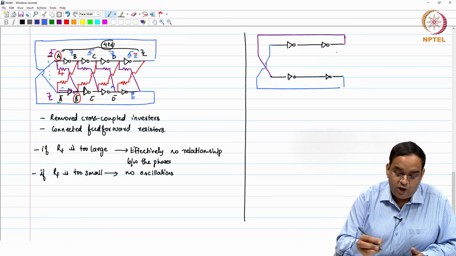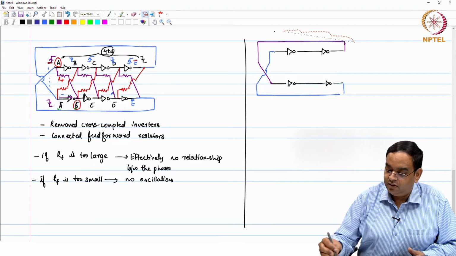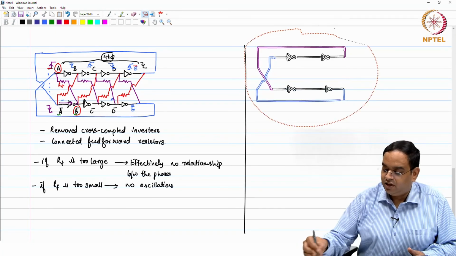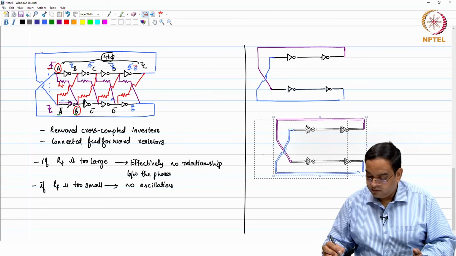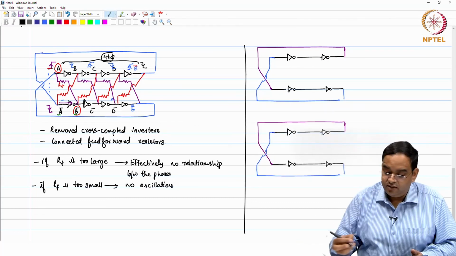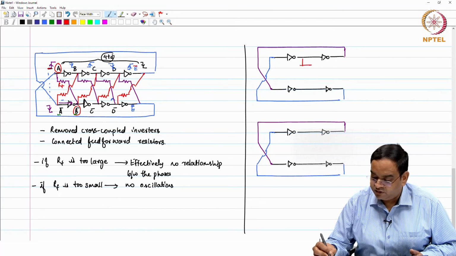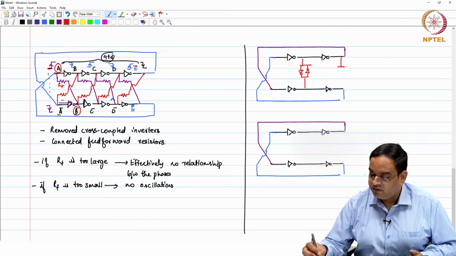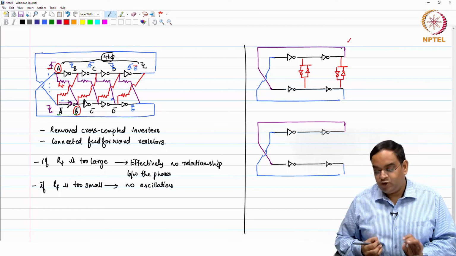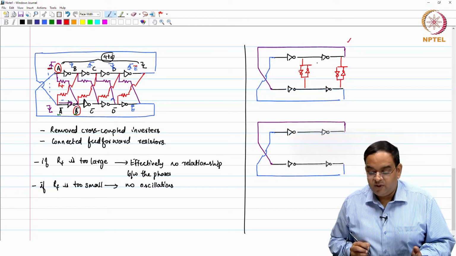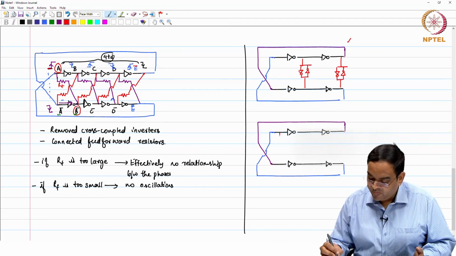Okay. Now, the option before you is the following. I will just copy, in case of this pseudo differential ring oscillator. Okay. You can either have cross coupled inverters, okay, at both these. You can say this is the fastest pseudo differential ring oscillator in a given process, okay, because you are using the minimum number of inverters in the ring.